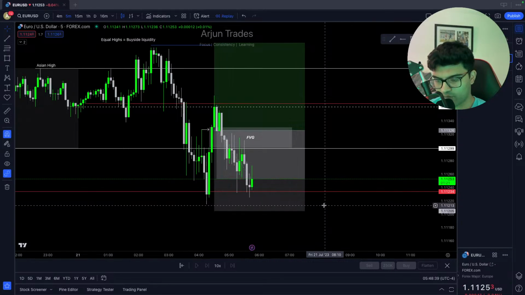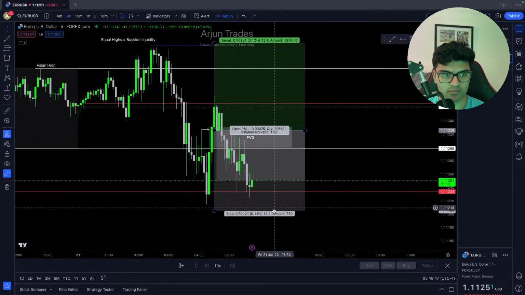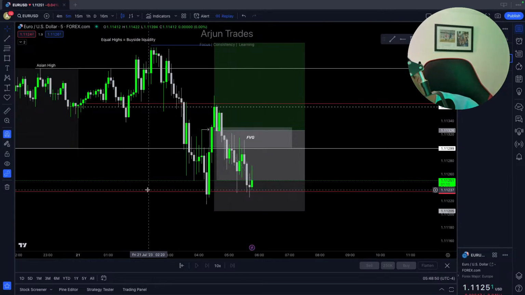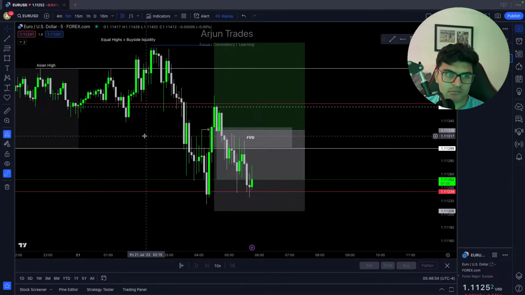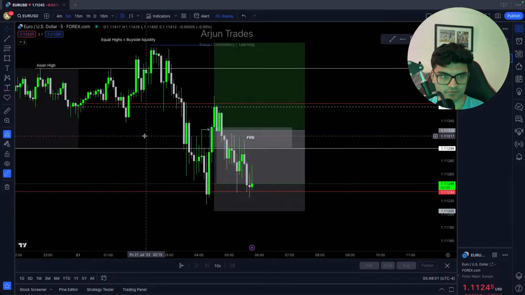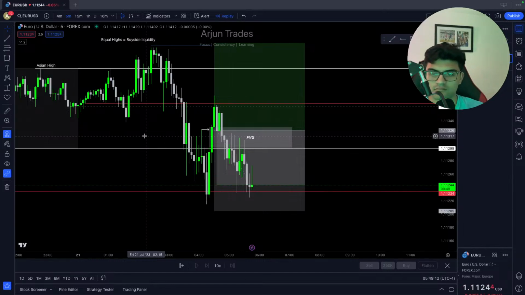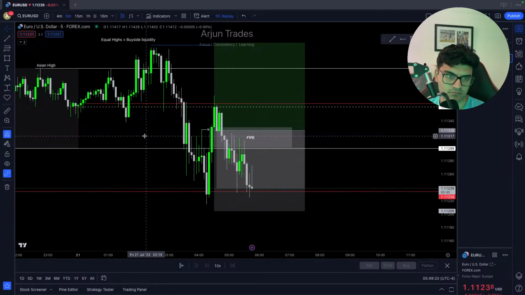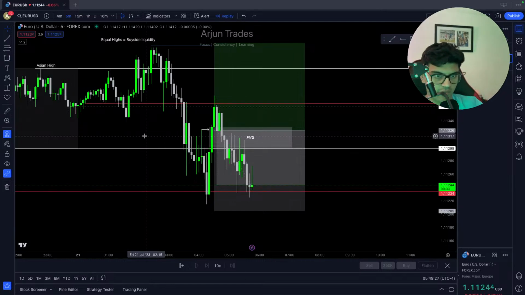2:15 a.m. liquidity looks like engineering liquidity. 2:15. Could do. I mean, there are equal highs up there that we could go up and target. Rejecting off a fair value gap, showing a large wick rejection.